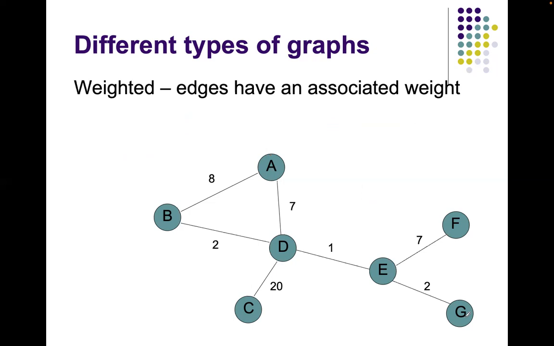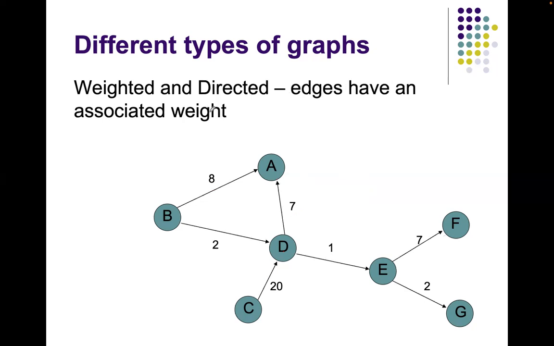So a weighted graph means each edge can have an associated weight. All right. So here you can see that A and B are connected. But the associated weight of this edge is 8. Now A is connected with D, but the associated weight of this edge is 7. Okay. It means that edges have an associated weight. This is known as a weighted graph.